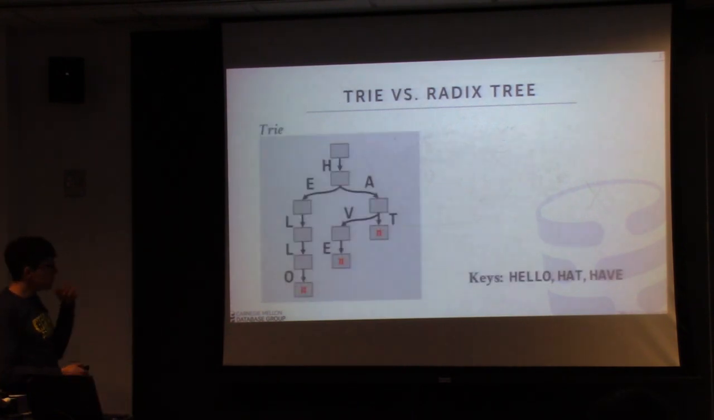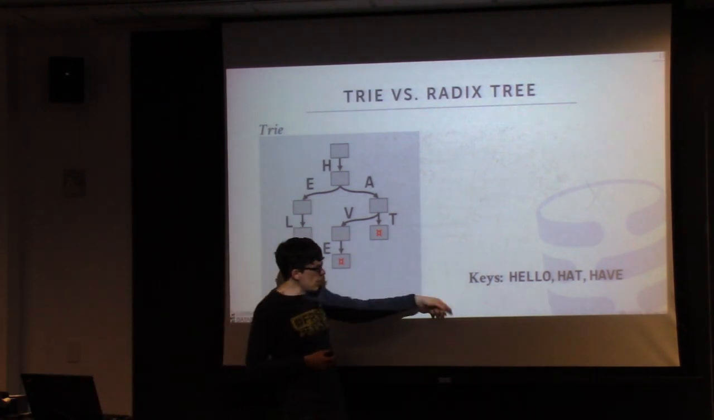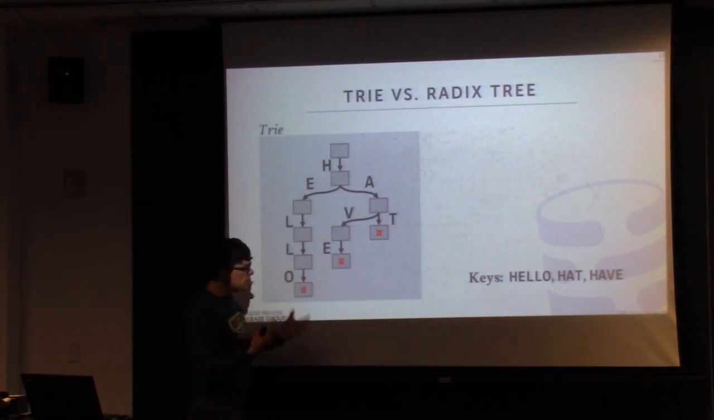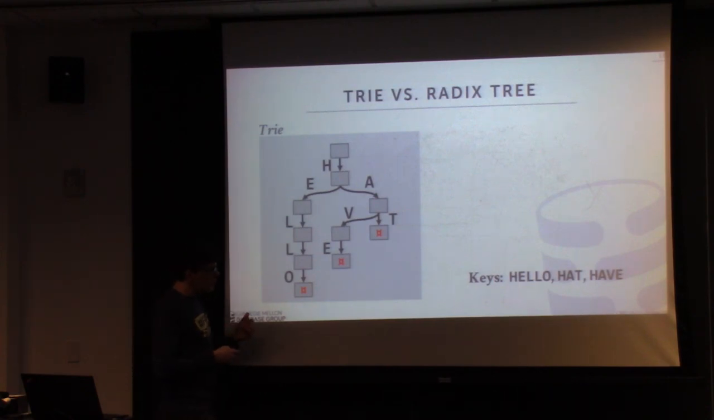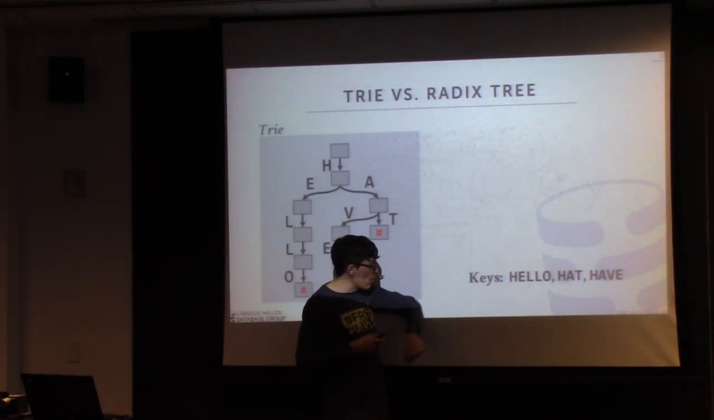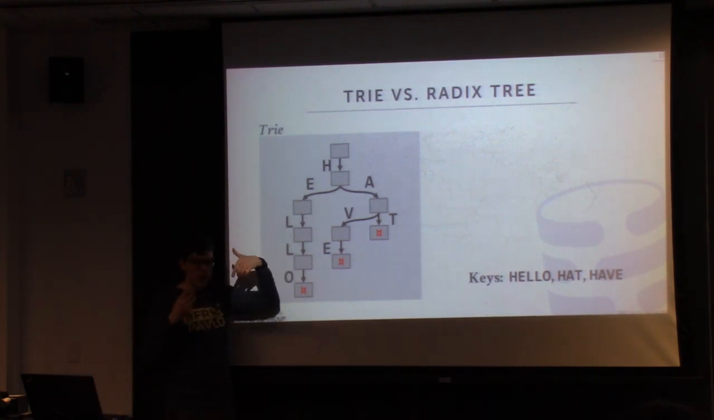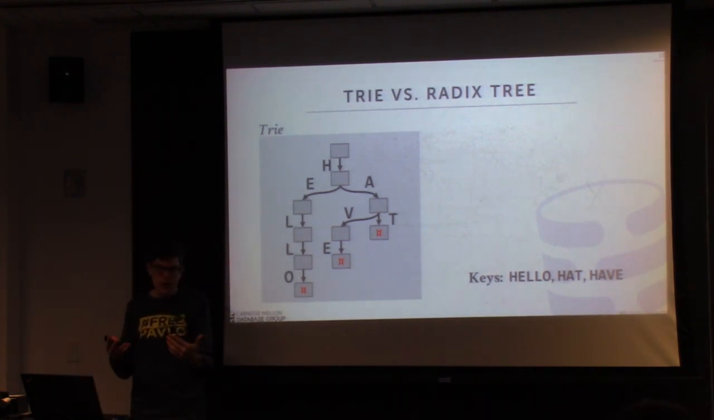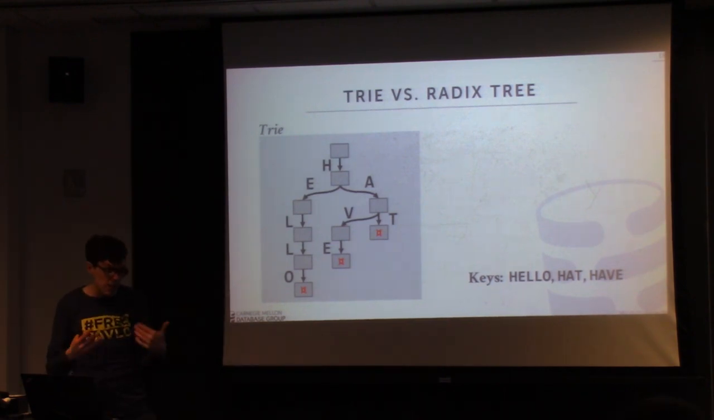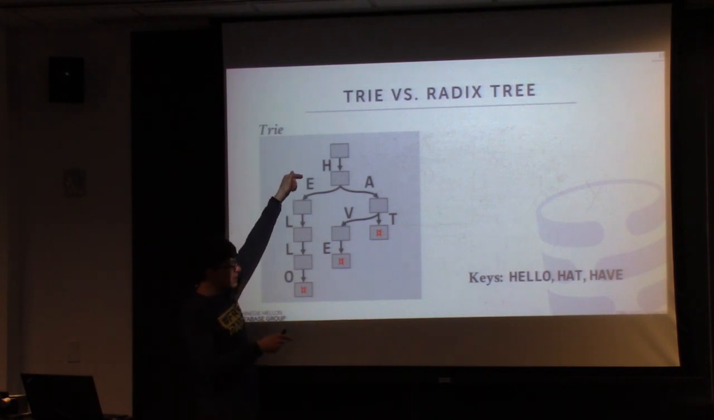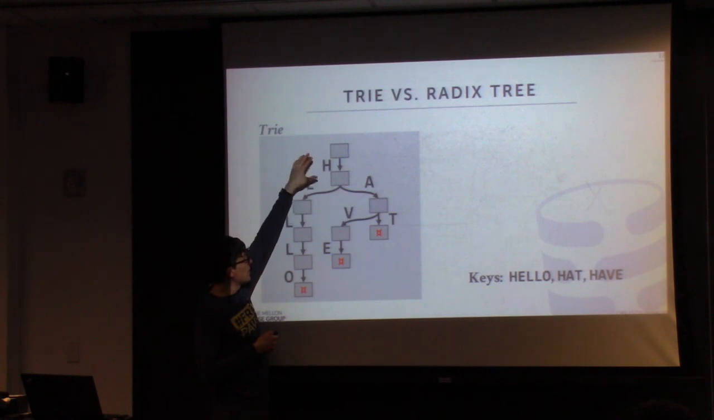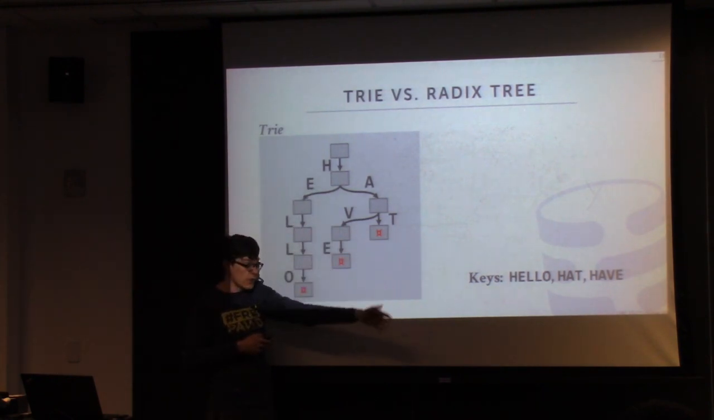Okay? So this is what a trie looks like. Say the keys I have are hello, hat, and have. What you're going to do is break up the digits, or the characters of the string, and store them down in the data structure. For cases where you have overlapping characters that are the same for each key, you only have to store it once. In this case, all three keys start with the letter H, so I just have the H at the top, and that's enough to represent all three keys.